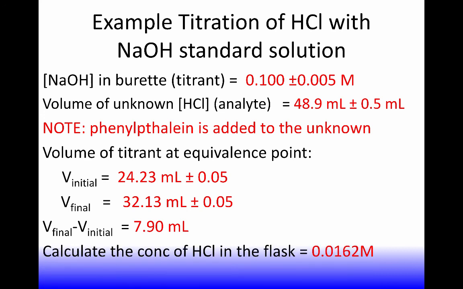All right, so calculate the concentration of HCl in the flask. You should have 0.0162 with the correct sig figs. Now we're going to stop here. Tomorrow we'll pick up where we left off.